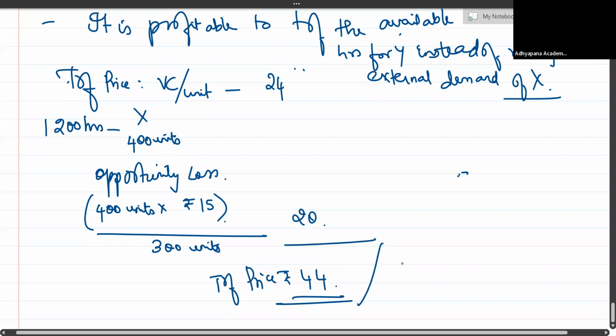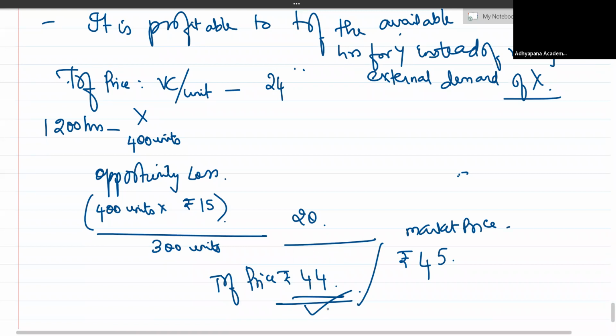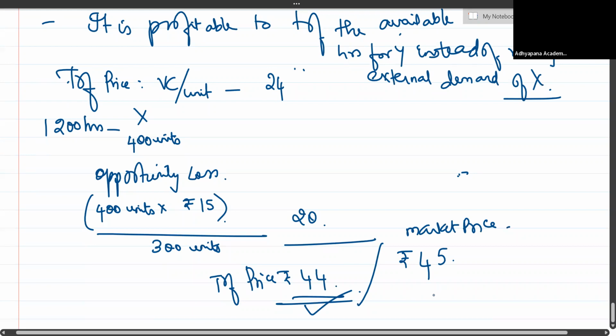But instead of transfer, if they are opting for buying the component from the market, it is 45. Hence, you will conclude the transfer price, even after considering opportunity loss, seems to be economical compared to buying the component from the market.